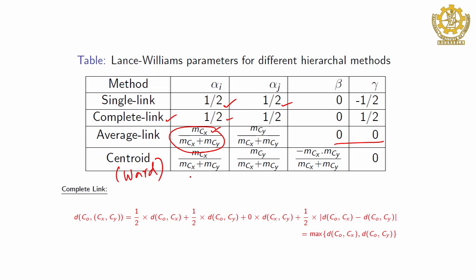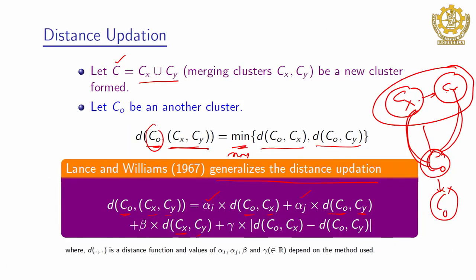So, centroid method. Similarly here, I must mention what is Cx. Cx is the number of points in cluster Cx, similarly for Cy. So obviously, no need to remember all these parameters. This algorithm is easy to remember here.